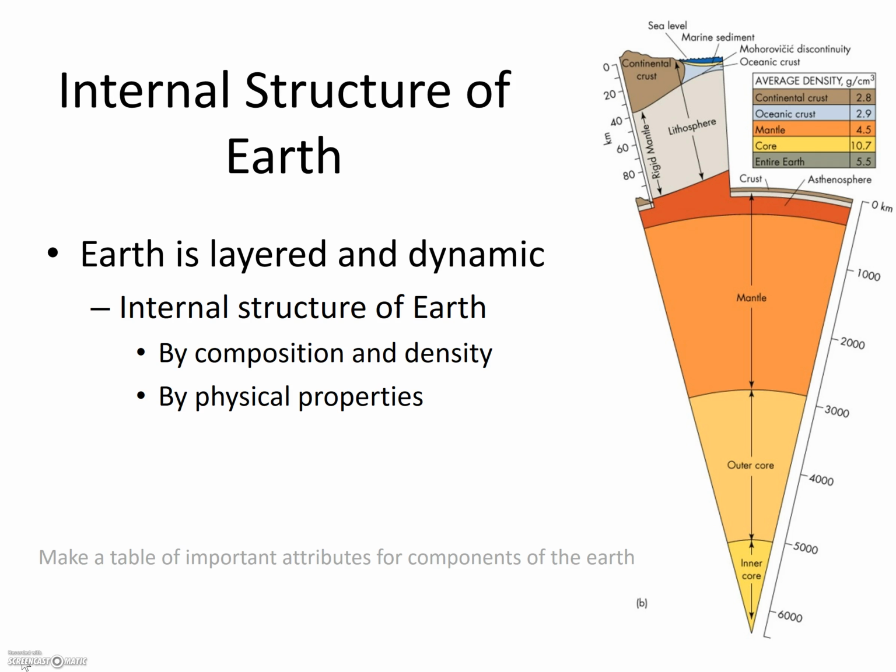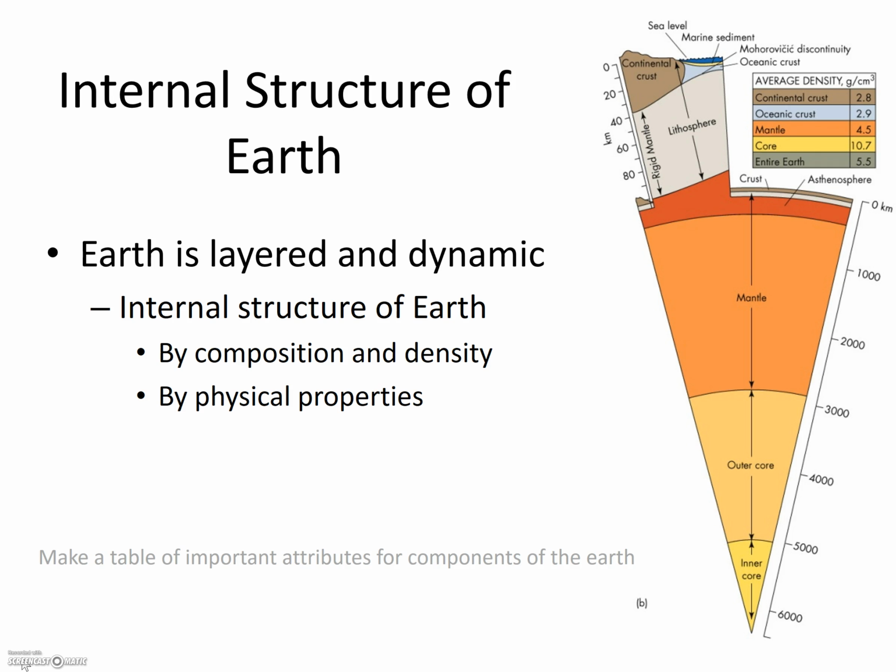One way is by composition, or in other words, density. Another way is by physical properties such as liquid, solid, and mostly solid, partly liquid. Because the layers are differentiated by both composition and physical properties, things get a little confusing towards the outside of the Earth, but I think you can handle it.